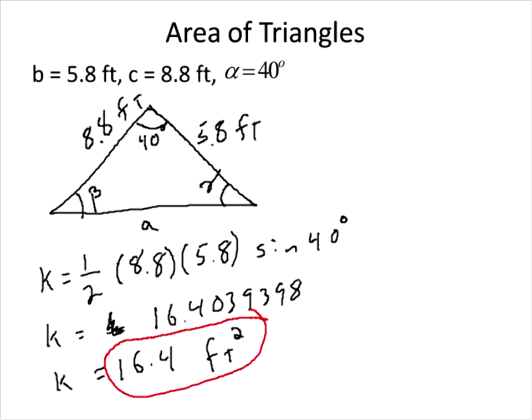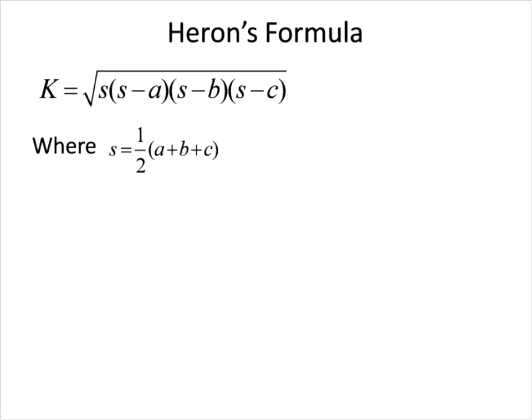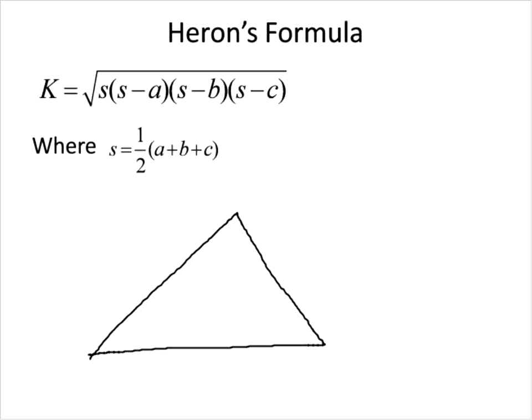These formulas only work if you have two sides and the angle in between them. Now there is a different formula. Let me show you that one. Heron's or Hero's formula. And this works if all you know are the lengths of the sides. So again, if I draw a little triangle here and say this is side A, side B, and side C, that's all I have to know.